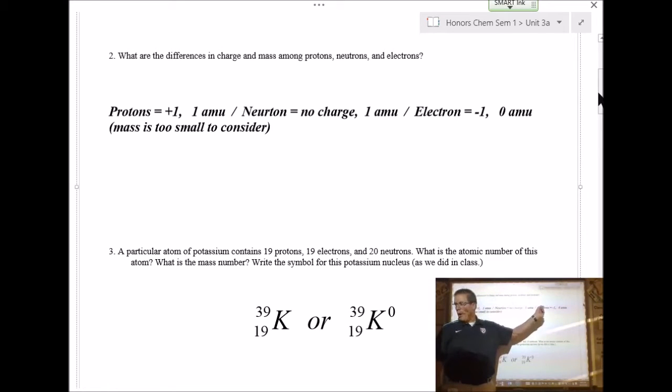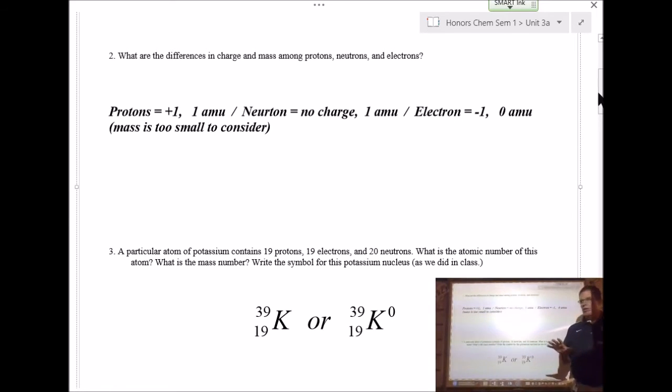Electrons do have mass, but it's so small we don't consider it. So we say that it's 0 AMU, but it's really 1/1840 of that. So yeah, everything we are working with has mass, but the electron's is so small.